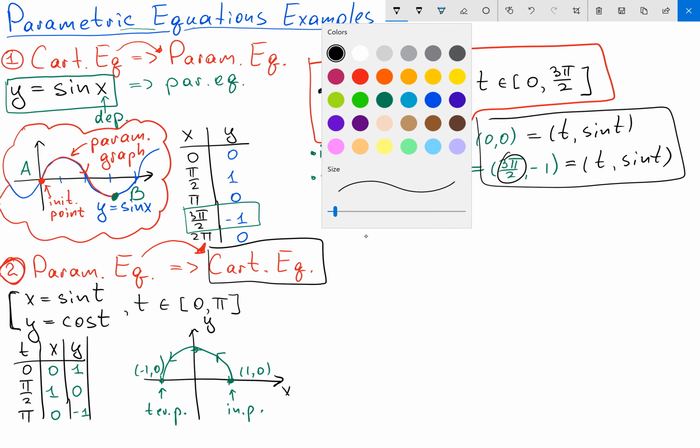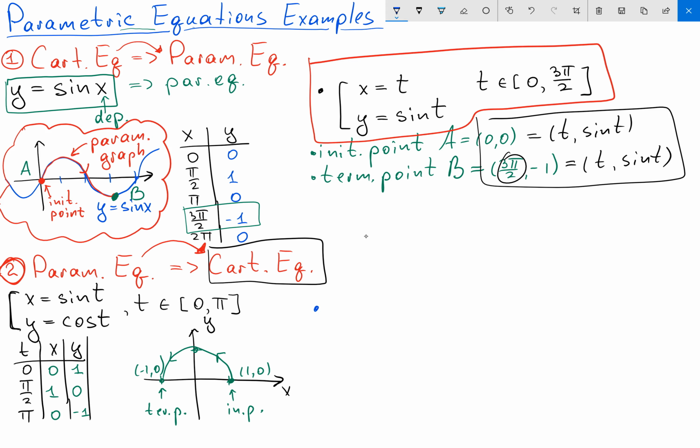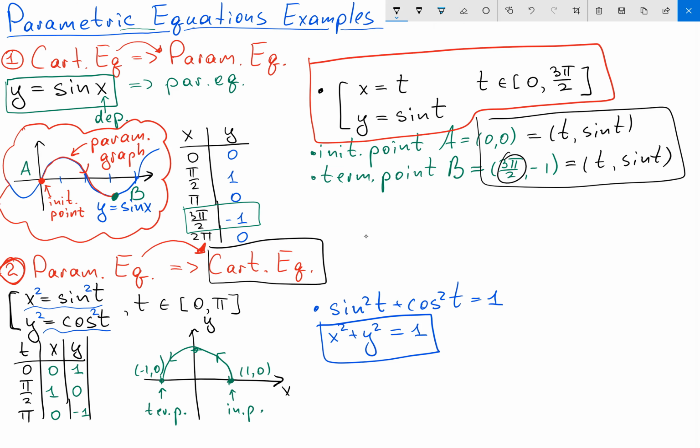I'm going to use a really important trigonometric identity, which is sine squared t plus cosine squared t equals 1. If I have x equals sine t and y equals cosine t, then x squared is sine squared t and y squared is cosine squared t. So if I plug in and have x squared plus y squared, I get sine squared t plus cosine squared t, so I will get 1. And yes, indeed, the graph of this equation is going to be exactly a circle.